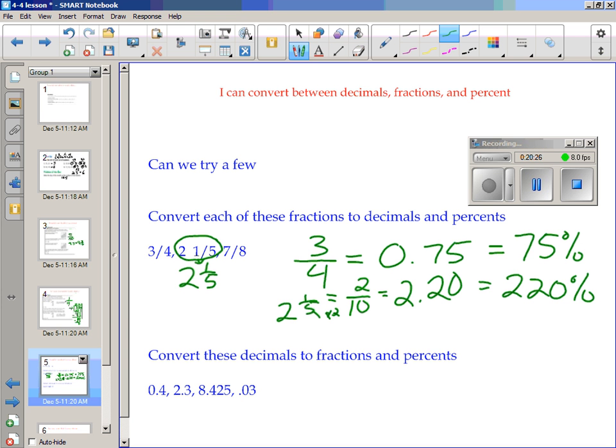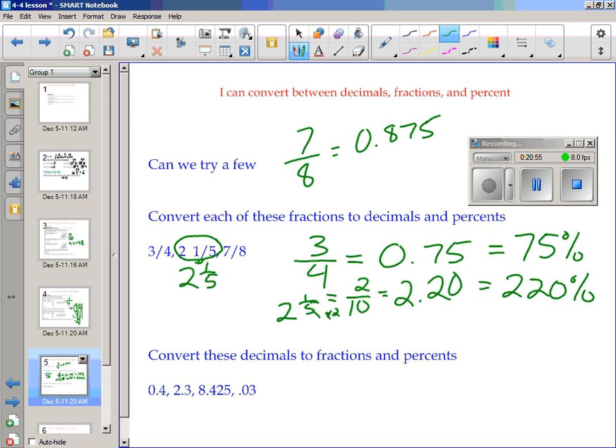7/8 is probably the toughest one. Who has 7/8? What'd you get? I got the decimal. 0.875, and it is correct. And you did 7 divided by 8, is that right, to find it? No, I remember last year. You remembered from last year. I think that's about right.